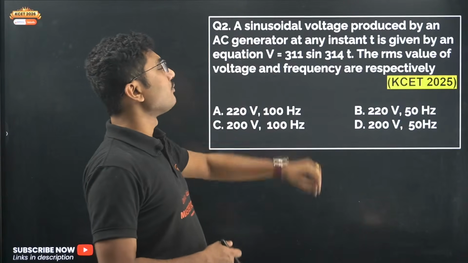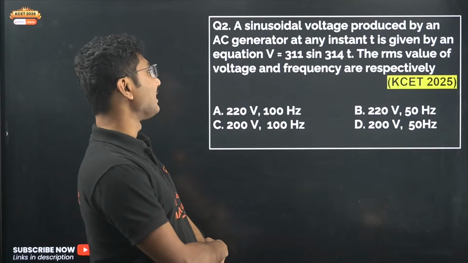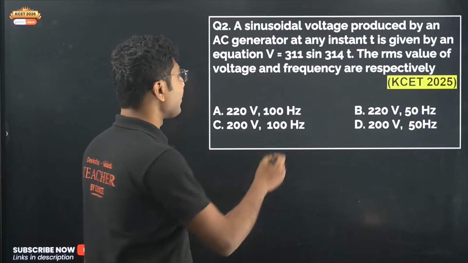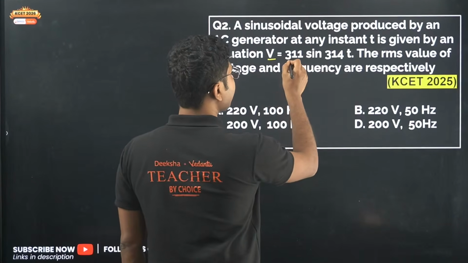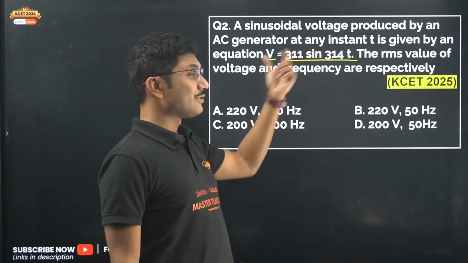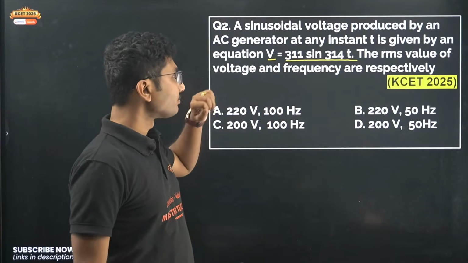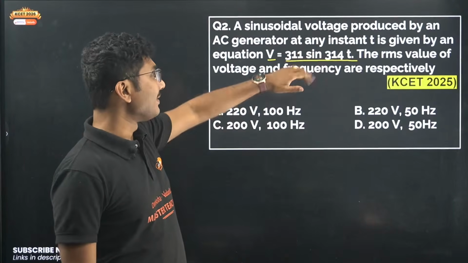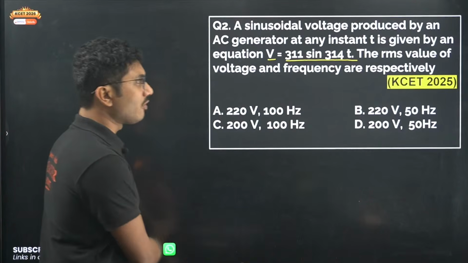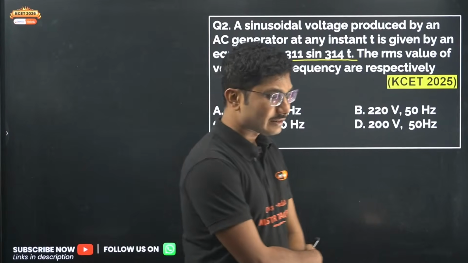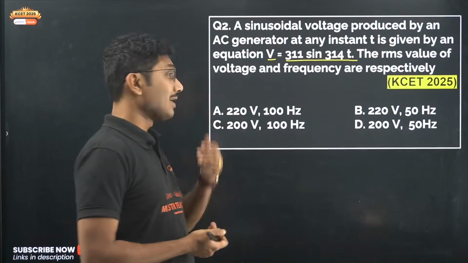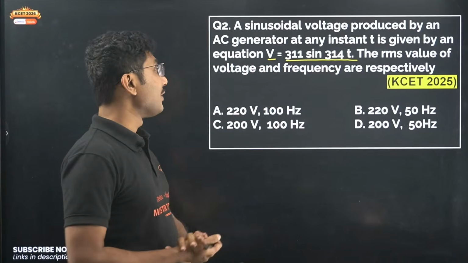A sinusoidal voltage produced by an AC generator at any given instant t is given by the equation V equals 311 sine 314t. As you can see, the values, as I mentioned, are not typical, but are given in a weird form. The RMS value of the voltage and the frequency are respectively what? Let's see who can guess the correct answer.